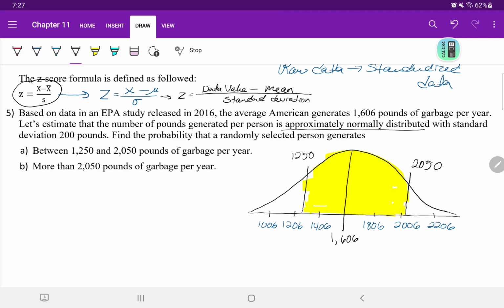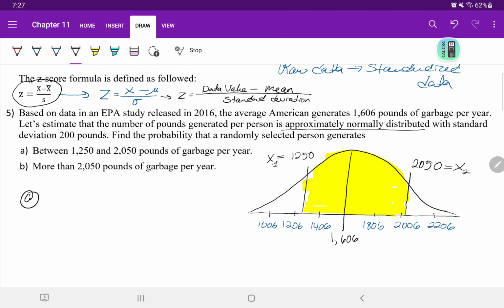Now, it doesn't matter which one you use, but z is equal to the data value under examination minus the mean divided by the standard deviation. We're trying to find the probability between 1,250 pounds, which I'm going to call my first X, and 2,050 pounds, which is going to be my second X. So I must convert those raw data values into standardized values by using the z-score formula.